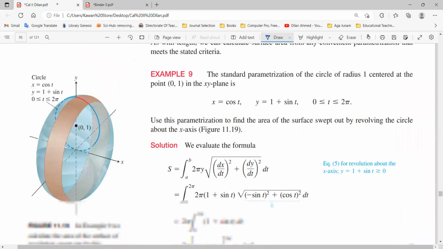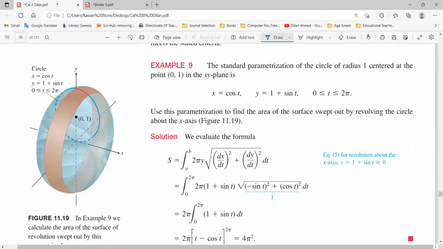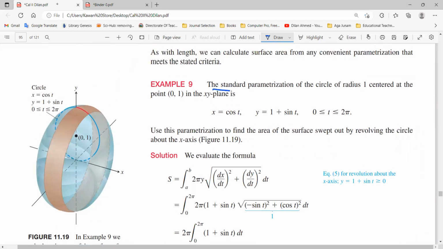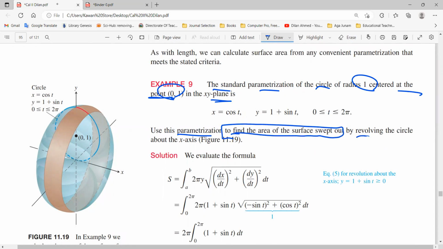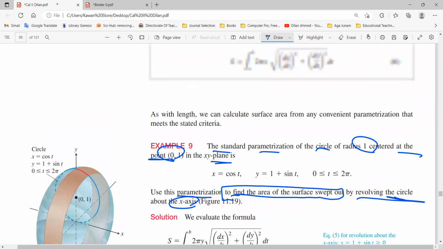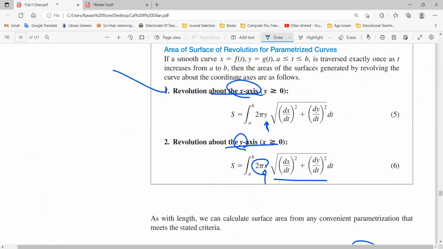Here's the graph. You can see we have many applications here. We say the standard parametrization of a circle of radius 1 centered at that point. Kindly find the area of the surface swept out by revolving the circle. After that, we are waiting for what? X or Y axis? We don't know. So he says about the x-axis. So I'm going to use the first one. Understood?